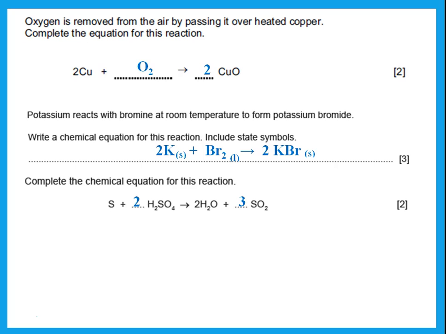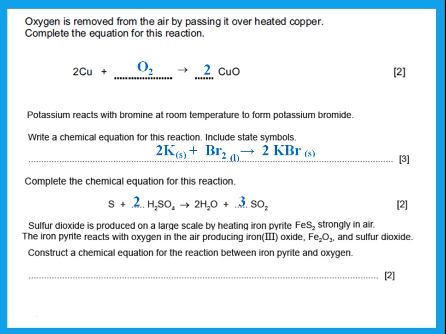Sulfur dioxide is produced on a large scale by heating iron pyrite, with this formula, strongly in air. The iron pyrite reacts with oxygen in the air, producing iron(III) oxide and sulfur dioxide. Write a chemical equation for the reaction between what and what? Between iron pyrite and oxygen. He gives you the formula of iron pyrite, FeS2, and you want it with oxygen, and he tells you it gives you Fe2O3 plus sulfur dioxide.